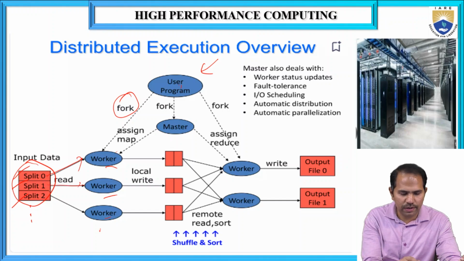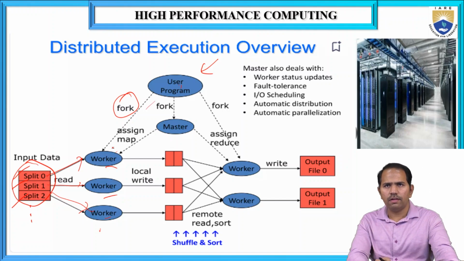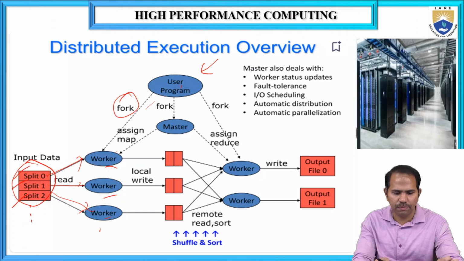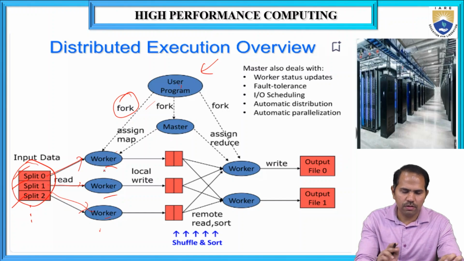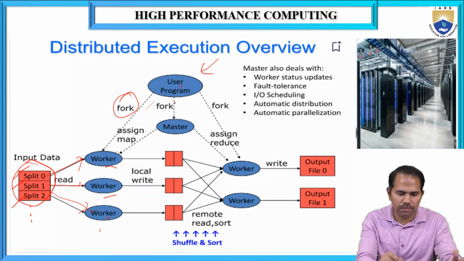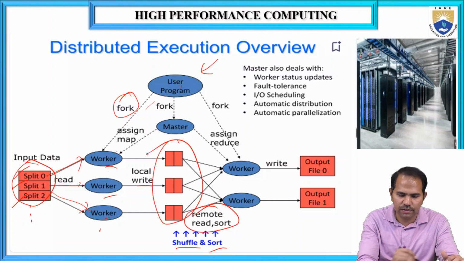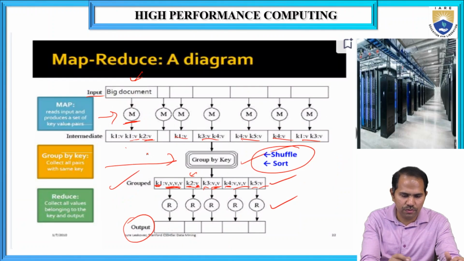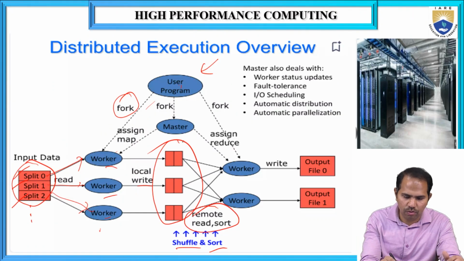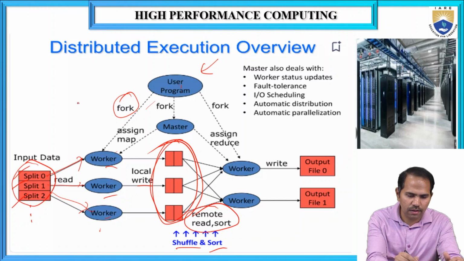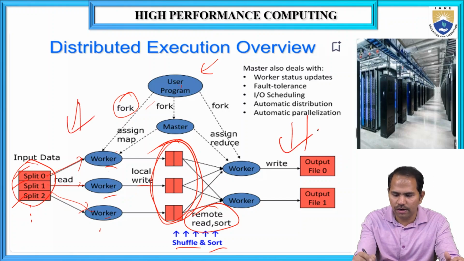and the second worker will take split 1 and the third worker will take split 2. Like this, a fork means a small task assigned by the operating system that will be given to a worker so it can be run. The user program has to monitor the workers. So how is it done? Local write, then remote read and sort, like shuffle and sort. This is the second stage. What is the second stage in MapReduce? That is group by key. So that is done in group by key like this. This is called the initial stage, map. This one is reduce.